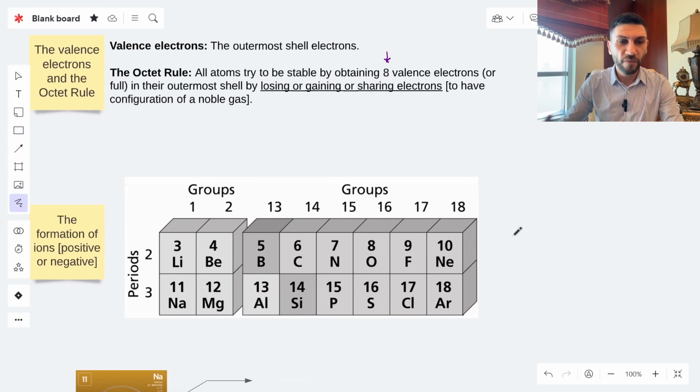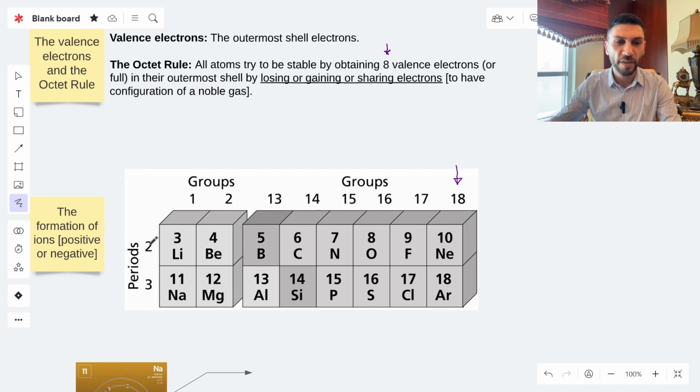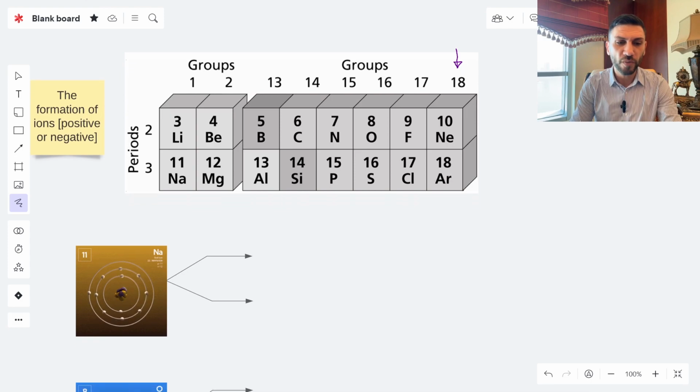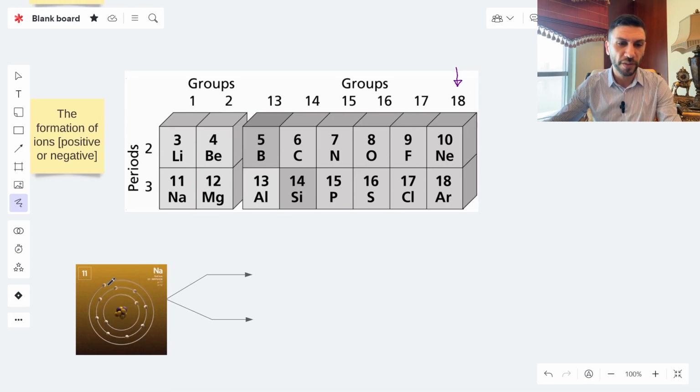Now, the formation of positive and negative ions. This is a section of the periodic table. As you can see, groups 1 and 2, and then from 13 to 18. Those are the noble gases, which are the stable elements or stable gases. And we have periods 2 and 3. Now, let's talk, for example, about the sodium atom. The sodium atom has 11 electrons.